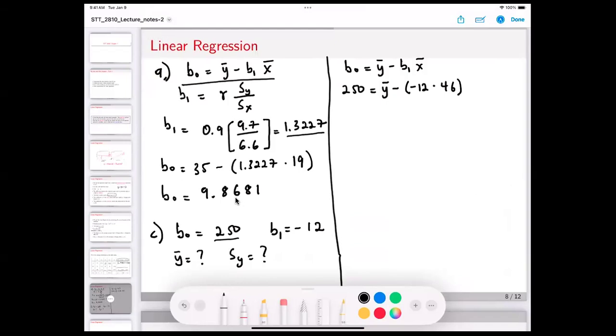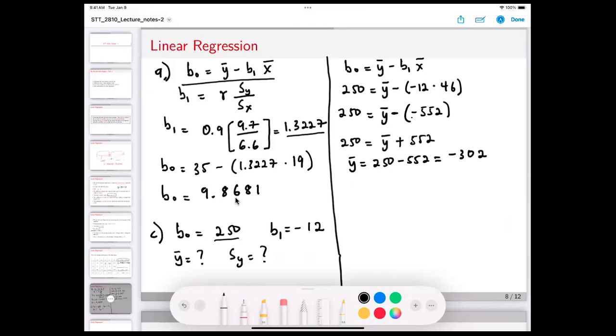So I see that a lot of students make mistakes here because of this negative negative. Let me show you how to do it rightly. So we have 250 here equals Y bar. Put this negative here. Is that okay? Now do negative 12 times 46. Do you guys remember what we call PEMDAS? Parenthesis first. Is that okay? Let's do that. So negative 12 times 46. What do you get? Negative 552. Do you see? Now we have 250 equals Y bar. Negative negative becomes plus 552. Do you see that? So now you can see Y bar equals what? 250 minus 552, which is negative 302. So we've seen we find Y bar.